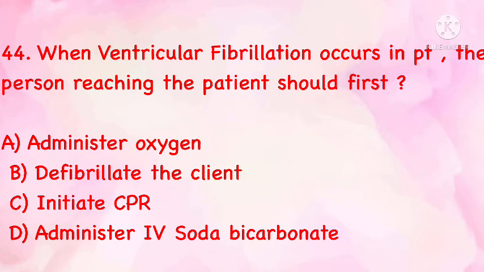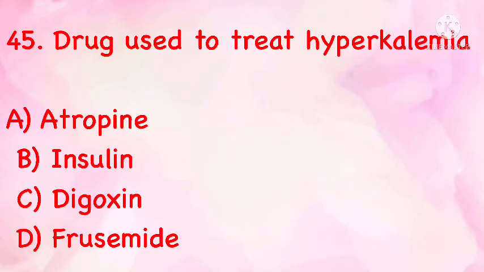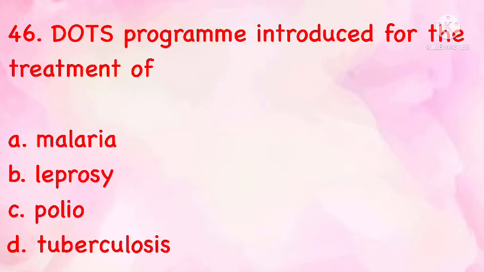When ventricular fibrillation occurs in the patient, the person reaching the patient should first administer oxygen, defibrillate the client, initiate CPR, administer IV soda bicarbonate. The correct answer is B, defibrillate the client. Drug used to treat hyperkalemia: atropine, insulin, digoxin, furosemide. The correct answer is B, insulin.